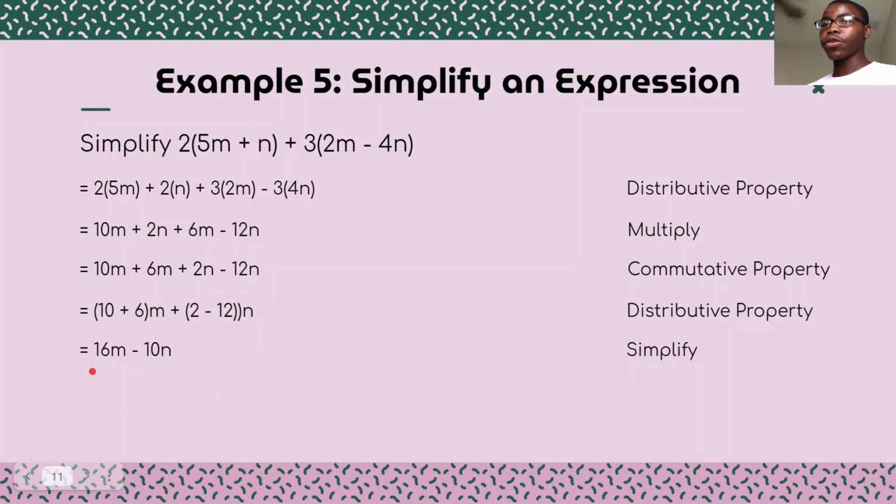And if we use the distributive property, we can take out the m that repeats across the 10m plus 6m and put it outside the parentheses, and we can do the same for the n in 2n minus 12n. That will leave us with (10 + 6)m + (2 - 12)n. And if we simplify, that will give us 16m - 10n as the final answer.